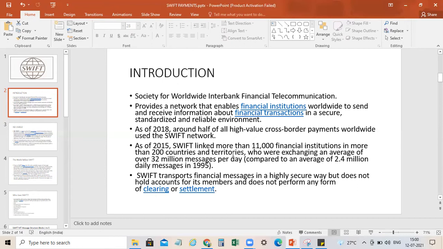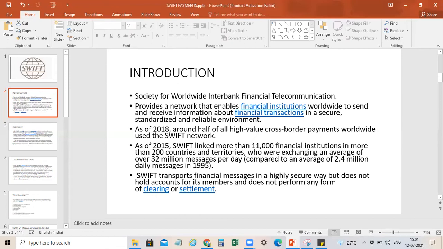As of 2015, SWIFT linked more than 11,000 financial institutions in more than 200 countries and territories, exchanging an average of 32 million messages per day, compared to an average of 2.4 million daily messages in 1995. As we moved through different eras of technology evolution, SWIFT gathered more banks throughout the world. It was 11,000 by 2015, and I believe right now it's more than 17 to 18,000 financial institutions all over the world participating in SWIFT, exchanging transaction information from one bank to another.